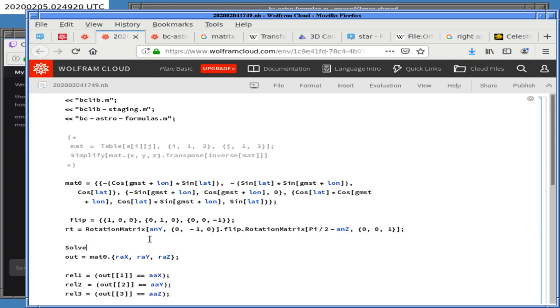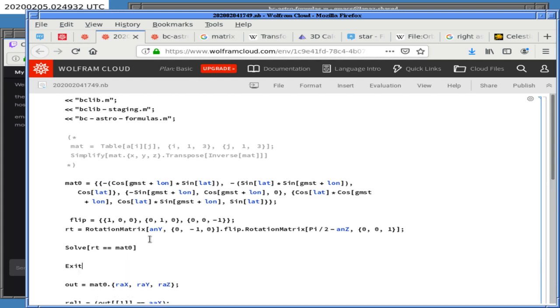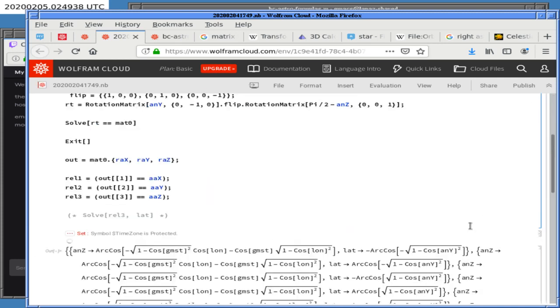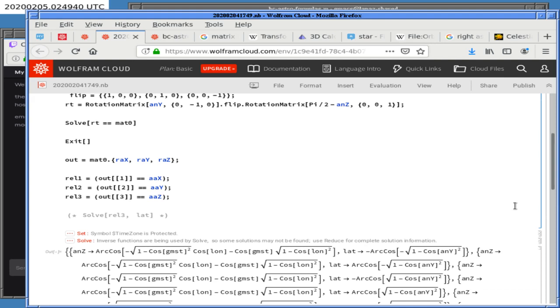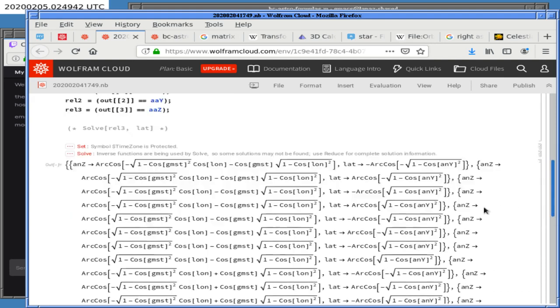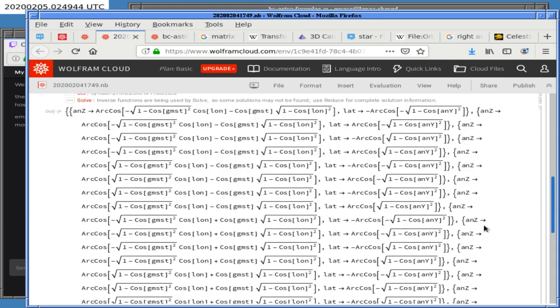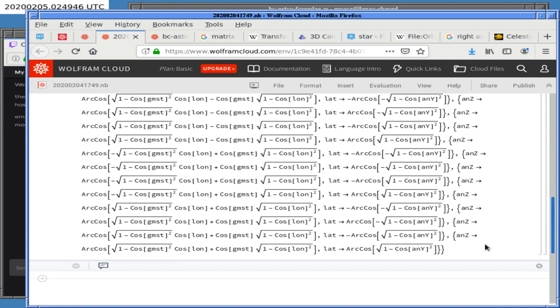All right, so can we solve? I don't think we can, by the way. But who knows? And I think it's just going to say there is no solution. Oh, holy shit. Okay, so there is a solution.